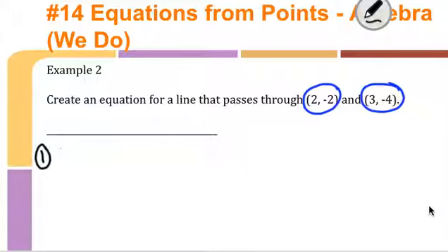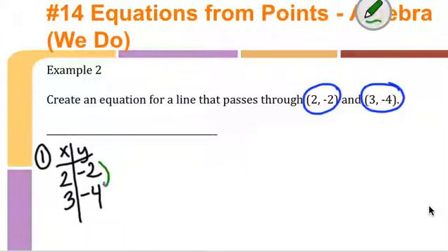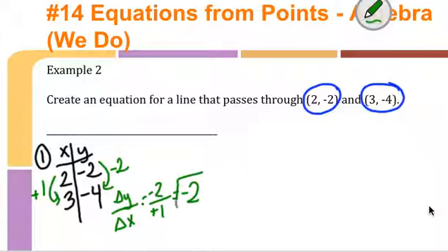So x, y, make a quick table, (2, -2) and (3, -4). Find my change in y, that's subtracting 2, and my change in x, that's adding 1. So now change in y divided by my change in x equals -2 divided by +1, which is equal to -2. So I found my m. This is my slope.